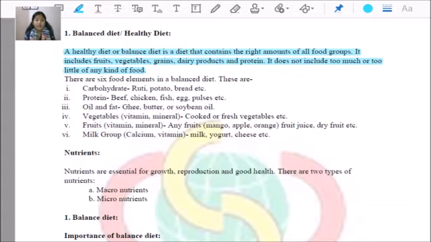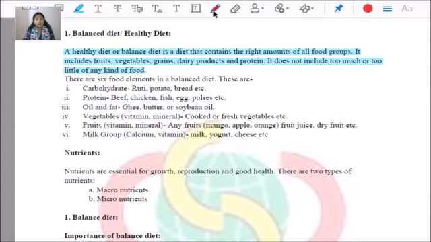So the formal definition of balanced diet is a healthy diet or balanced diet is a diet that contains the right amounts of all food groups. It includes fruits, vegetables, grains, dairy products, and protein. It does not include too much or too little of any kind of food.